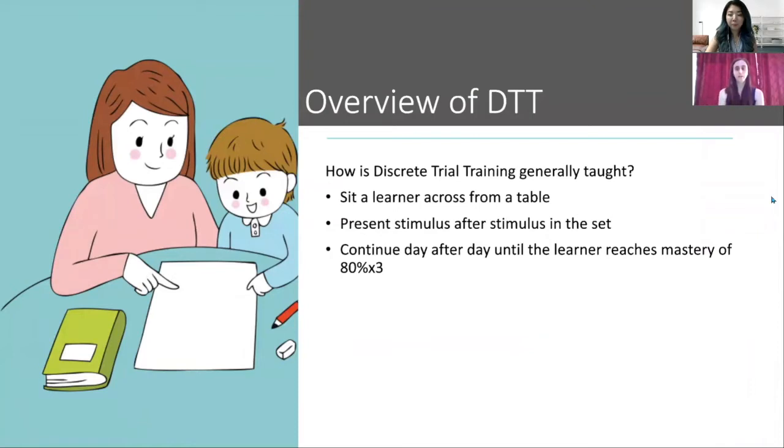A brief overview of how DTT is usually run. We sit the learner across the table from the teacher, present stimulus after stimulus, and continue day after day until the learner reaches mastery of 80% times 6.